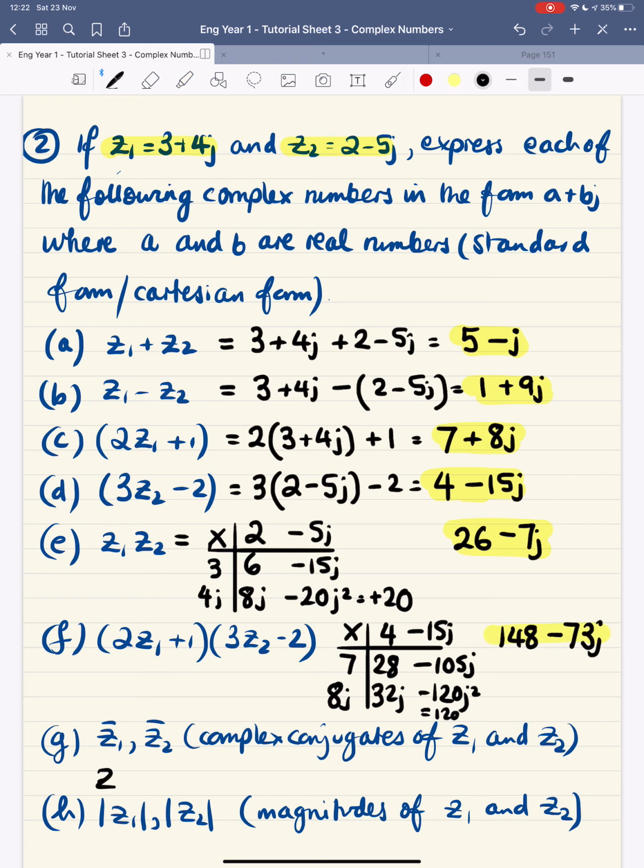Okay, complex conjugates next. Z1 conjugate is 3 minus 4j. Basically, you change the sign here, the sign there. And so Z2 conjugate is 2 plus 5j. Answer there, answer there. The magnitudes of Z1 and Z2 are next.